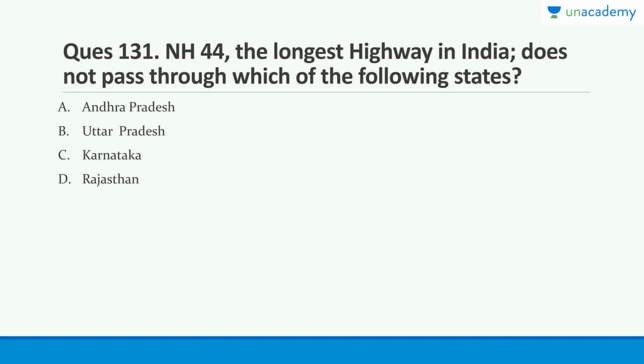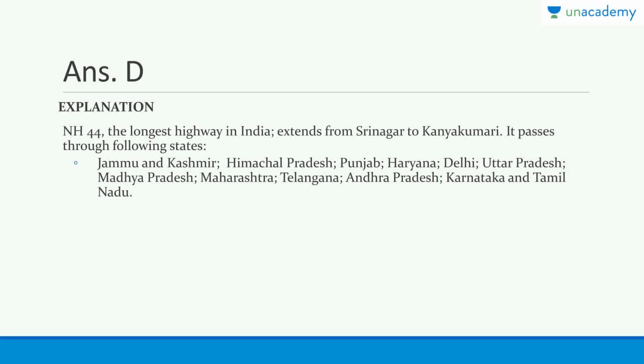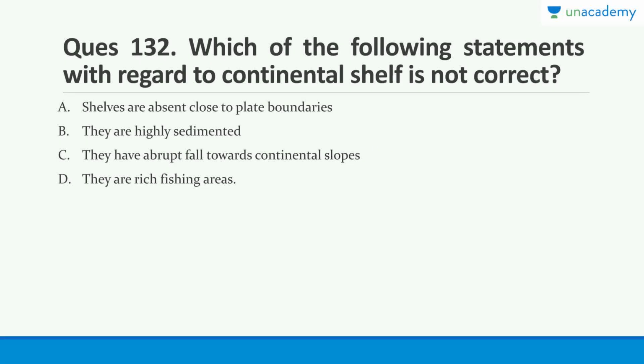Question 131. NH44, the longest highway in India, does not pass through which of the following states? The answer is Rajasthan. NH44 is the longest highway, from Srinagar to Kanyakumari. It passes through the following states: J&K, Himachal, Punjab, Haryana, Delhi, Uttar Pradesh, Madhya Pradesh, Maharashtra, Telangana, Andhra Pradesh, Karnataka and Tamil Nadu.